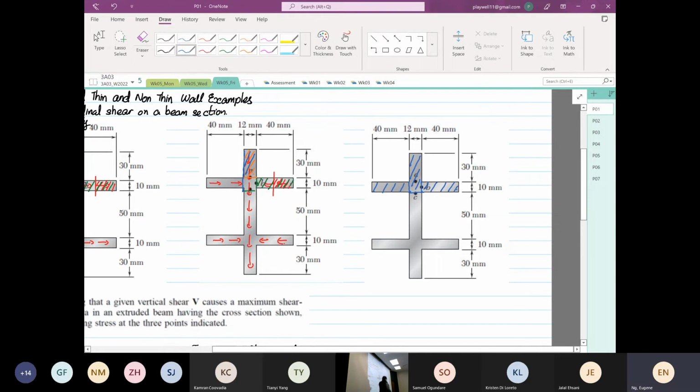Do you see why I'm emphasizing this? I'm always emphasizing the first moment of area. V is constant, I is easy to find, t is the thickness, which is visible. It's the first moment of area that's always messing us around.